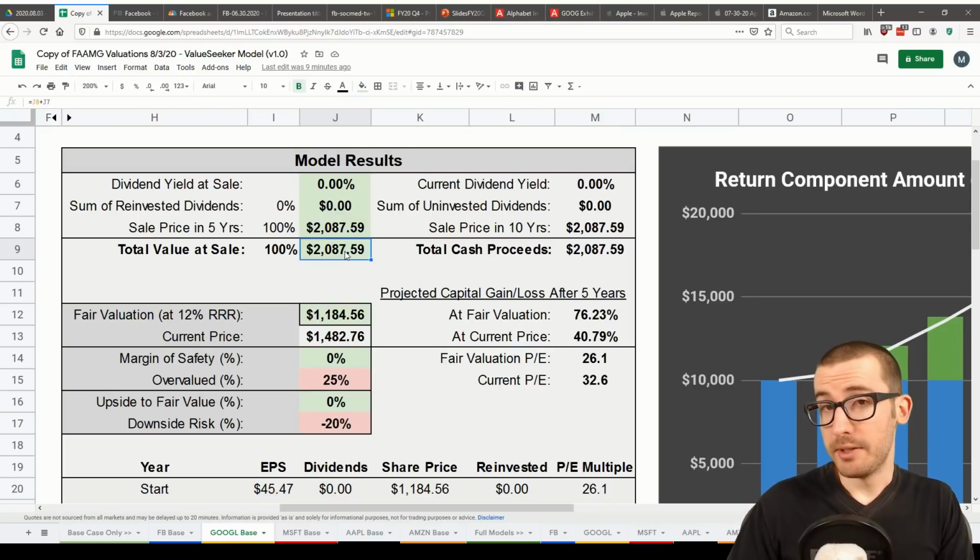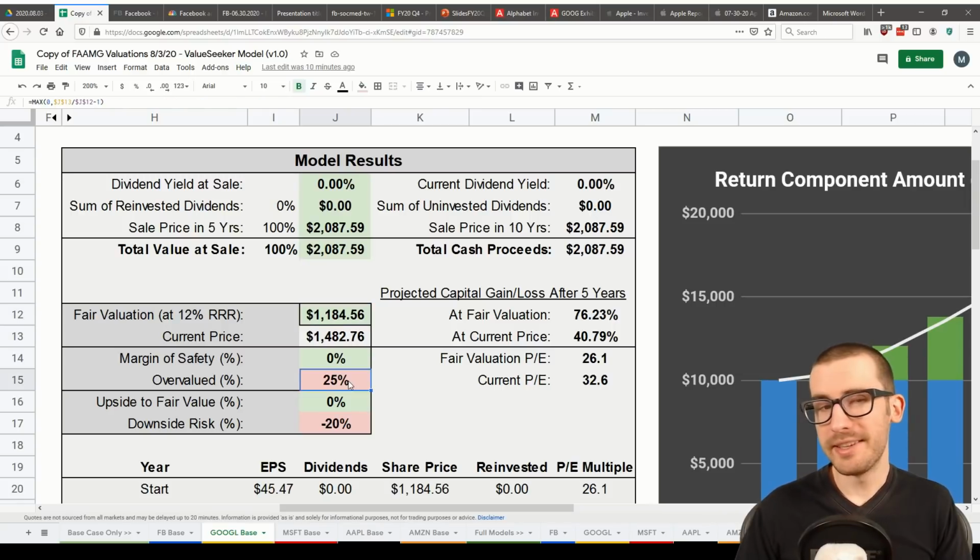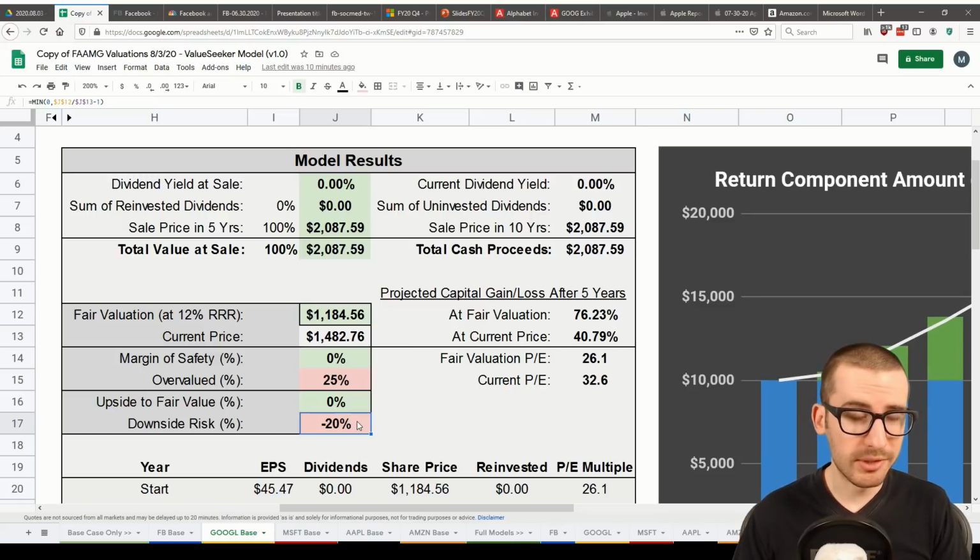From these assumptions, the model assumes an ending price of $2,087, which would produce a 12% rate of return, assuming we could buy the stock at roughly $1,184. Currently, the stock is trading 25% above that fair valuation estimate, meaning that there may be short-term downside risk of up to 20% in the stock if we should see a reversion to this estimated fair value.